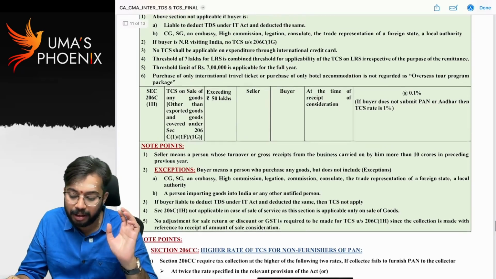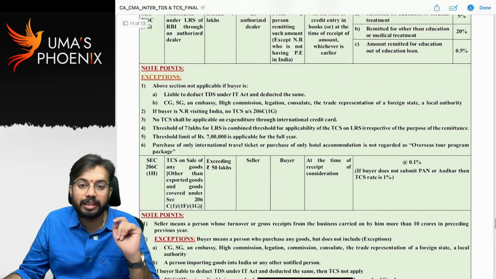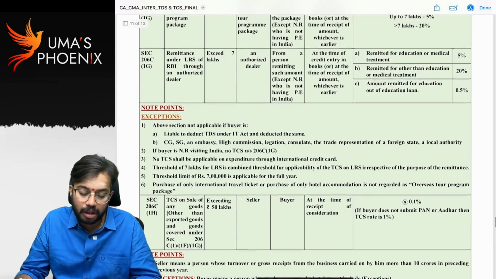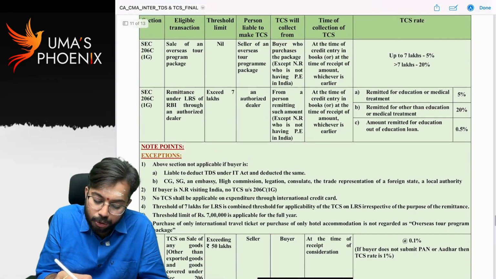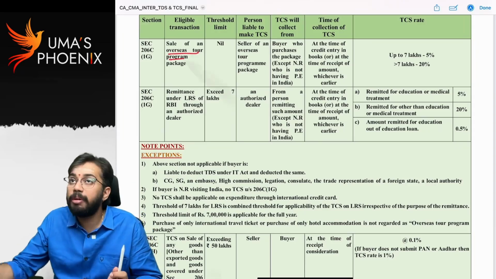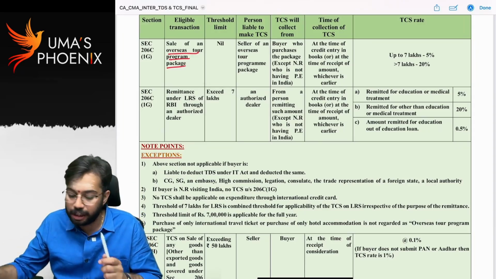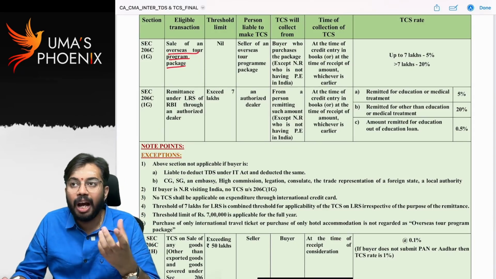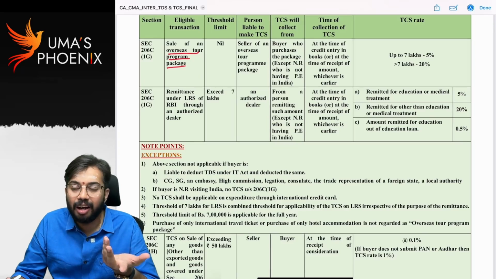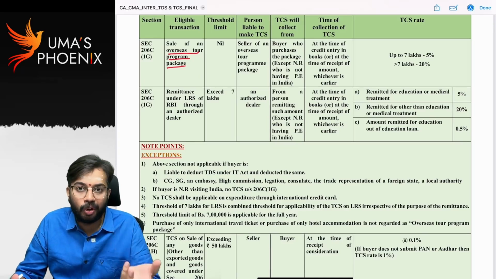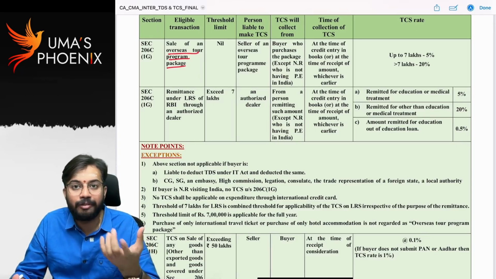Is it clear? Next, let us see 206C(1G): sale of overseas tour program package. What do you mean by an overseas tour program package? For example, I want to go to Singapore and stay in Singapore for 1 week. In Singapore, I don't know anything. I don't know what the local places are, which is a good hotel, or which locations are famous in Singapore.